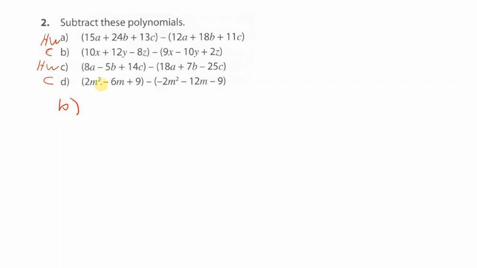So we have 10x. Let's group our x's together. We have 10x. And now we have a minus times a positive. So minus times a positive is a minus. So we have minus 9x. Next, let's look at our y's. Okay, so we have 12y. And now we have a negative times a negative, which is a positive. So it's 10y.